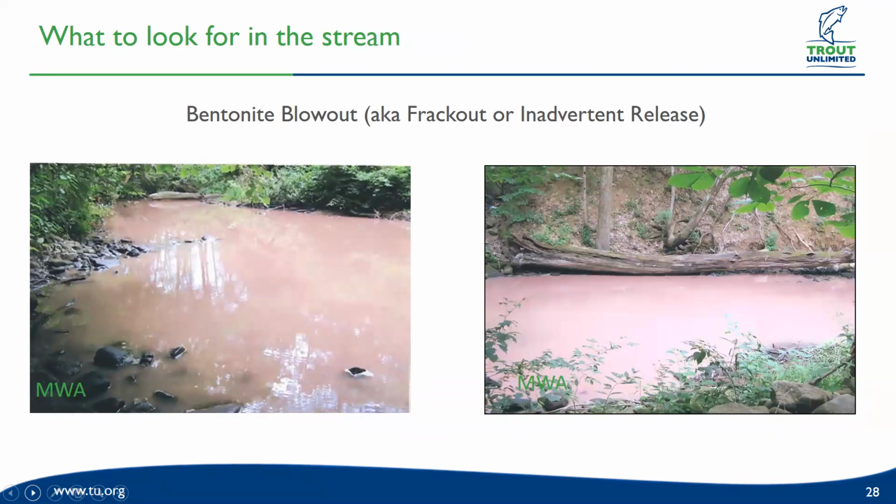And then I mentioned earlier the bentonite blowout or frack out. So here's an example of what a stream looks like when that occurs. So you have all of the drilling mud, the clay. It's bentonite clay. So it's not necessarily toxic, but it will smother the habitat the same as it would sediment. So all of that bentonite clay in the water is going to be a problem, and that's what you would want to look for and report.